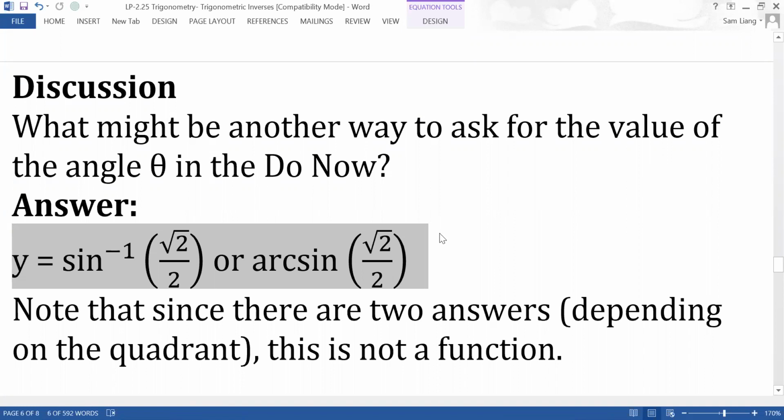Okay. Does anyone still need this? Please speak up or type in the chat. Yes, you should copy the highlighted part. So arc sine of root 2 over 2. So I just want you to know the notation. So sine to the negative first power, or inverse sine of root 2 over 2, or arc sine.